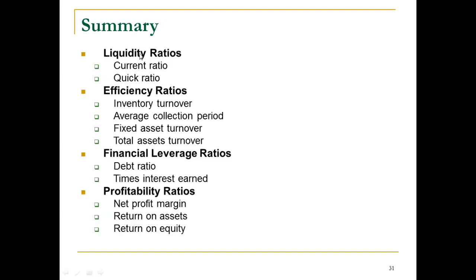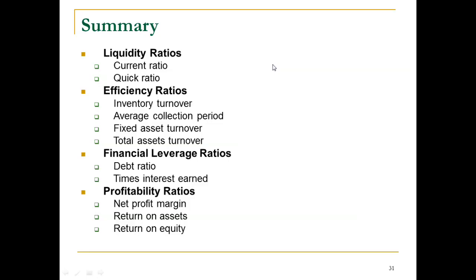So in summary, we have liquidity ratios, where we can use current ratio and quick ratio. For the efficiency ratios, we have inventory turnover, average collection period, fixed asset turnover, and total asset turnover. For the financial leverage ratios, we have debt ratio and time interest earned. And for profitability ratios, we have net profit margin, return on asset, and return on equity. Okay, the list is not exhaustive. If you refer to other ratios that are being used in the market right now, there are probably more ratios that we can look into.